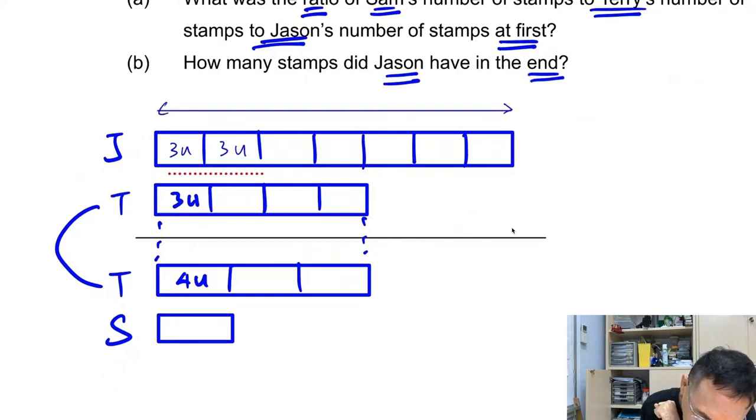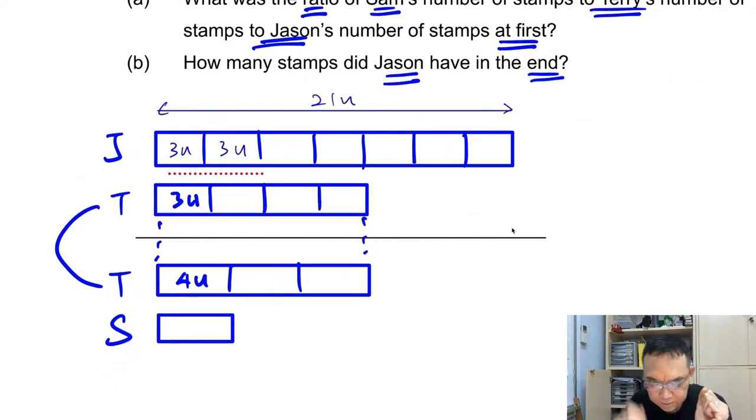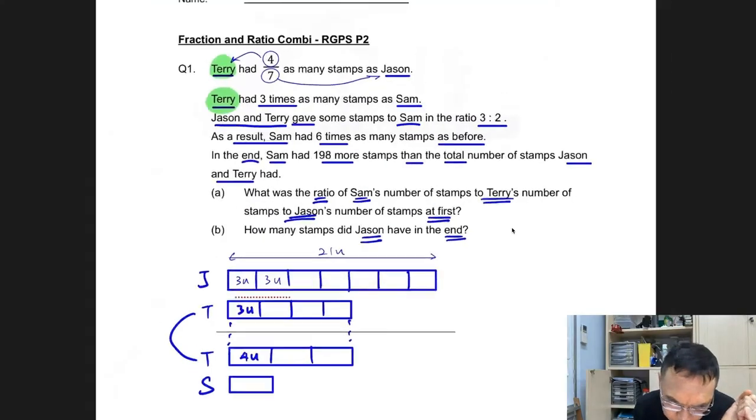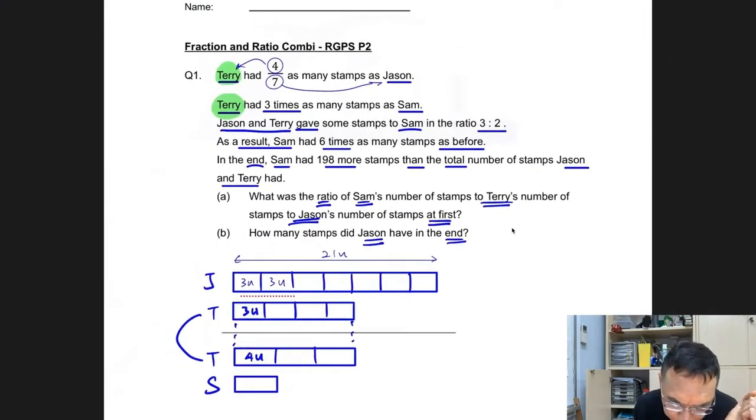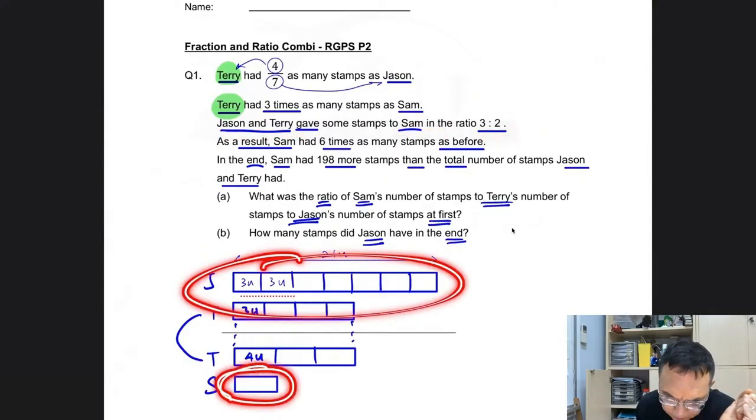Okay, this must be 21 units. So he started with 21 units. Okay, next. Let's look at the question a little bit more. It says that Jason and Terry gave something to Sam. So these two persons, they gave something to this person. And then as a result, Sam is now 6 times as many as before.